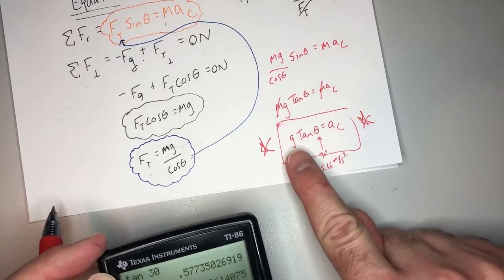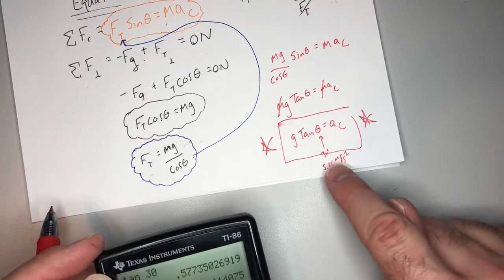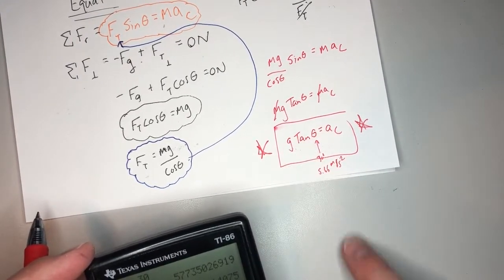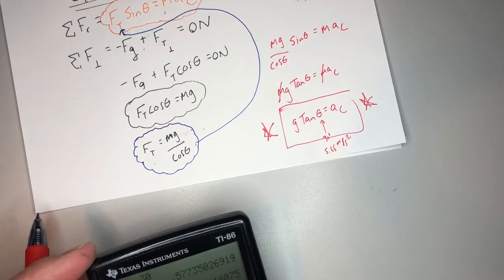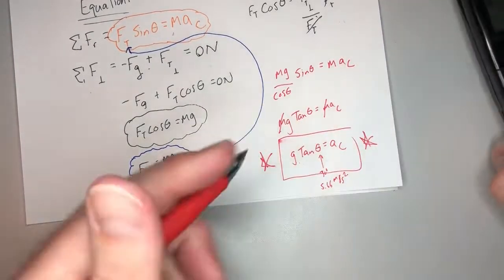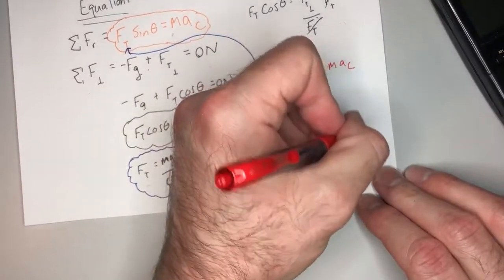But yeah, in general, you leave it in variables, but if they happen to give you like, oh, the angle's 30 degrees, well, the tan of 30 is about 0.58. 0.58 times 9.81 is about 5.66 meters per second squared. So they could give you numbers and you could plug them in if you wanted to, but the more we do physics, the more we just do everything in letters anyway.